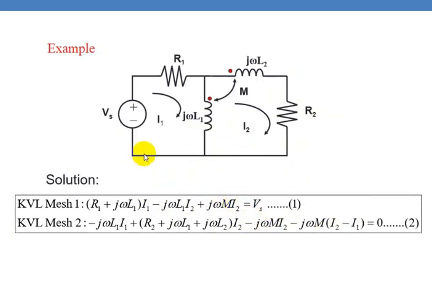Another example, let us consider this circuit. R1 is there, and j omega L1, this is one coil.